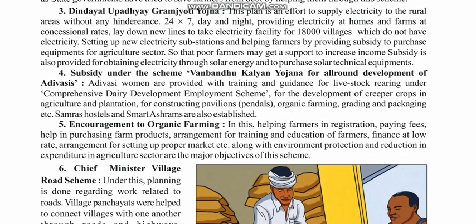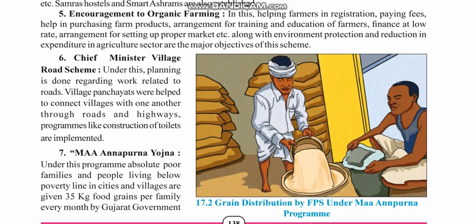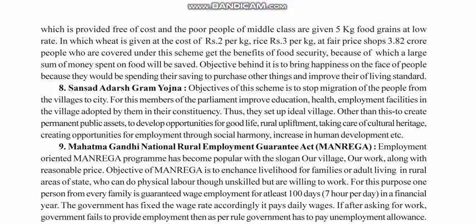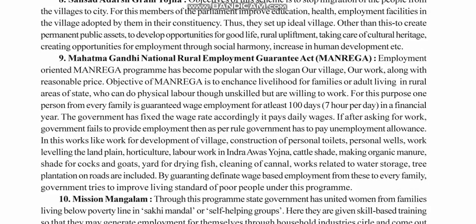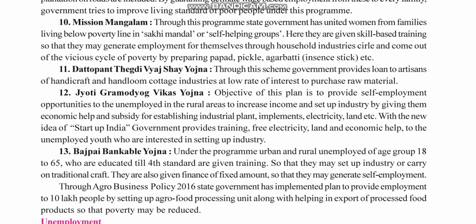We also saw about the Van Bandhu Kalyan Yojana for all round development, that was related to the tribals. Next was encouragement for organic farming, Chief Minister Road Scheme, Ma Annapurna Yojana, Sansad Adarsh Gram Yojana, which was related to adopting a village by the MPs and taking care of it. And the last one that we saw was Mahatma Gandhi National Rural Employment Guarantee Act, MNREGA. Okay, now we are going to see the remaining ones in our syllabus. There are a lot of them, but these are the remaining ones in our syllabus.